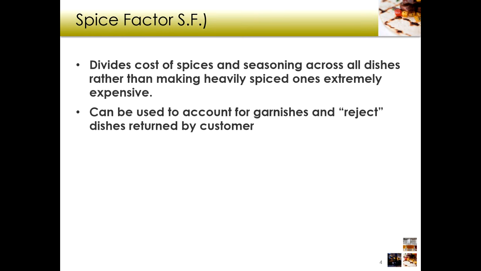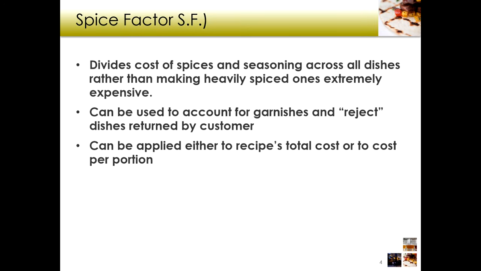I leave this in here. I don't like it. It can be used to account for garnishes and rejected dishes returned from the customer. Garnishes, yes, no problem. You want to sprinkle some chopped parsley on a plate or something like that. That can be included in your spice factor. But rejected dishes or errors, you want to be tracking those separately, and we'll talk about those later on in the course. But it is mentioned in your textbook, so I like to talk about it here.